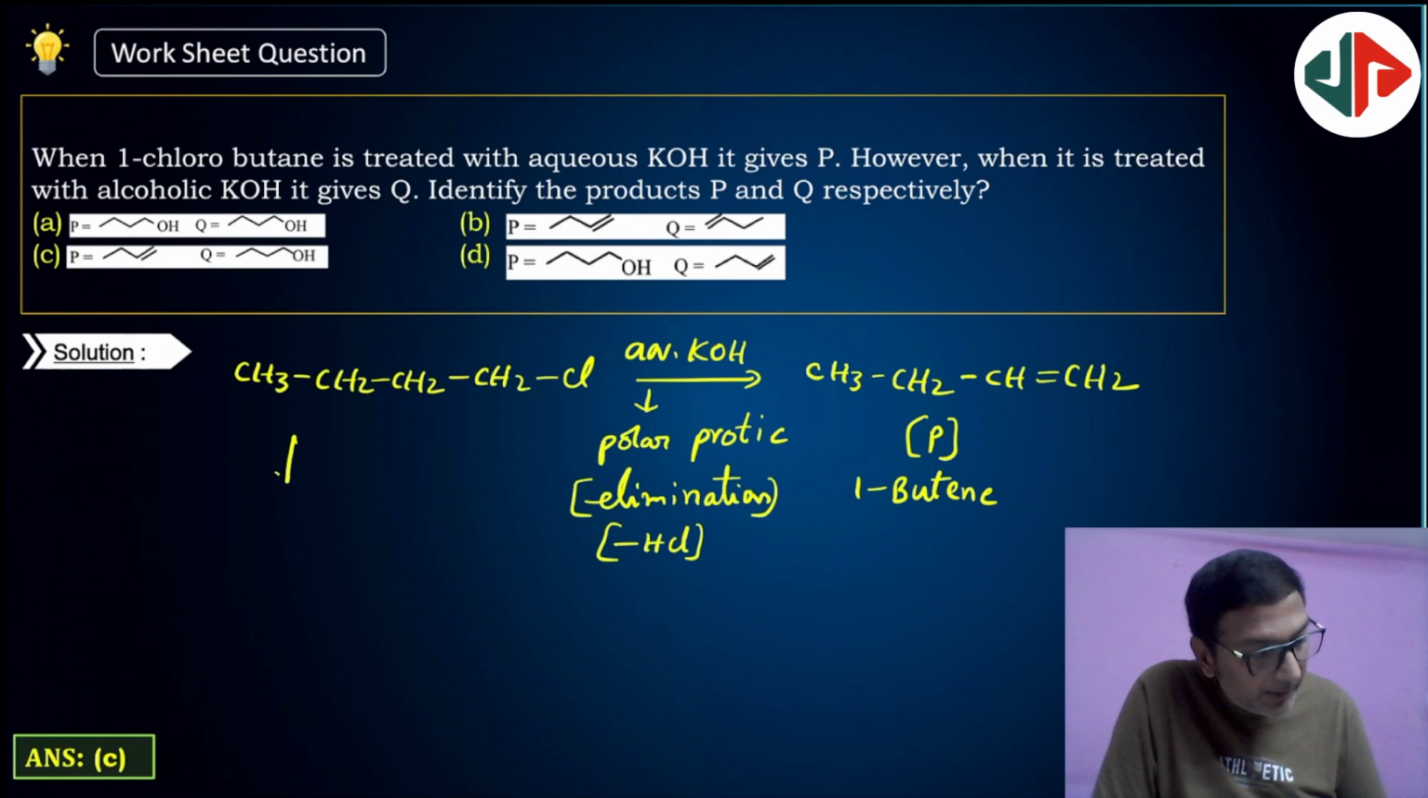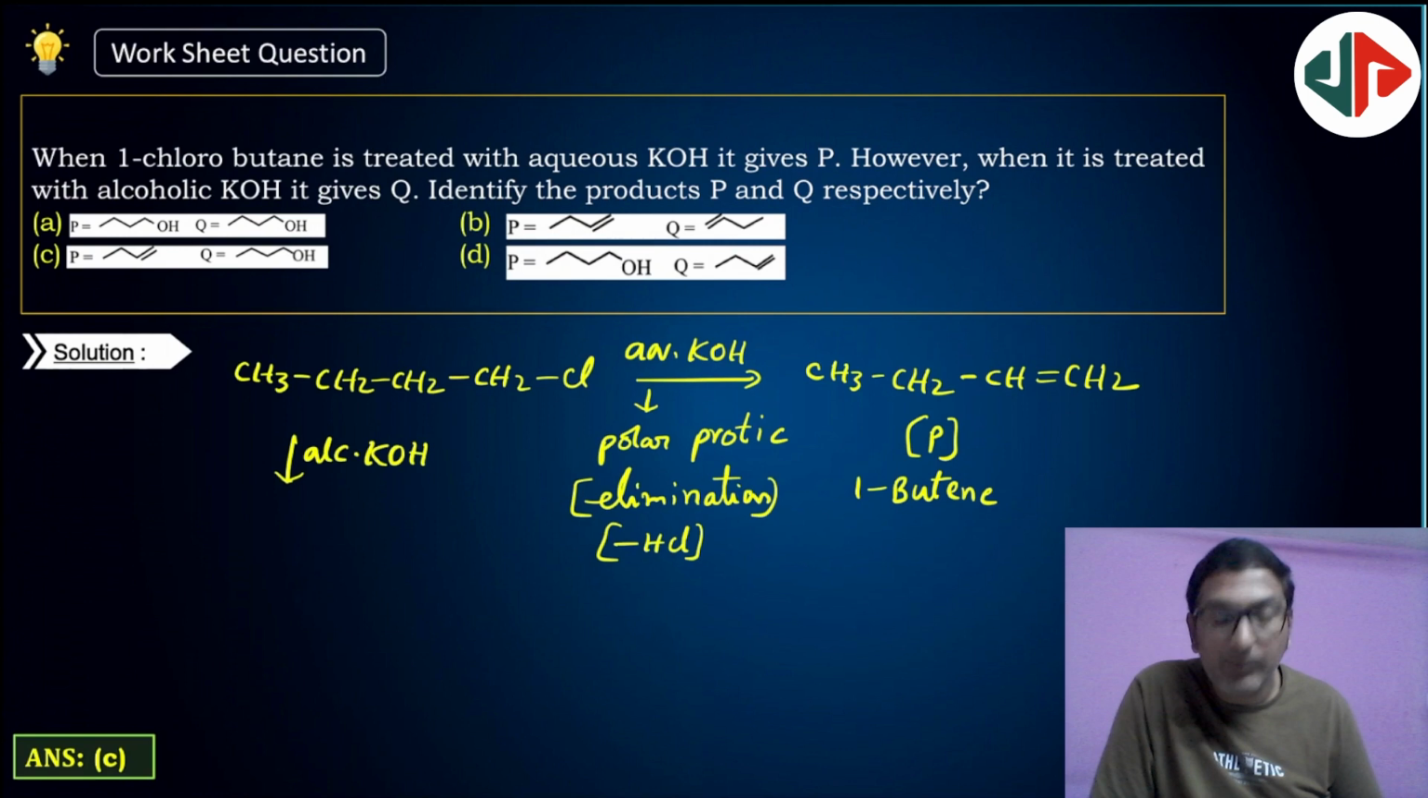Next. The same compound with alcoholic KOH. Alcoholic means almost non-polar, so it favors substitution.